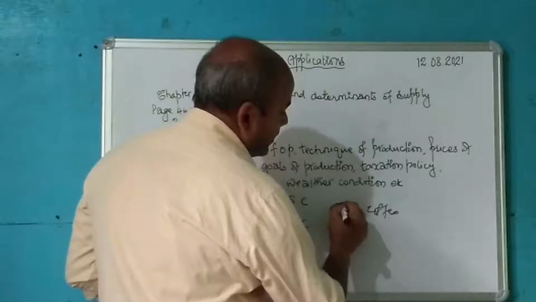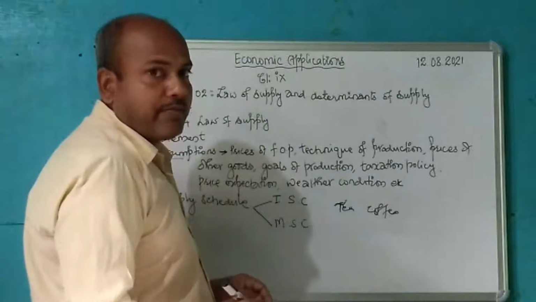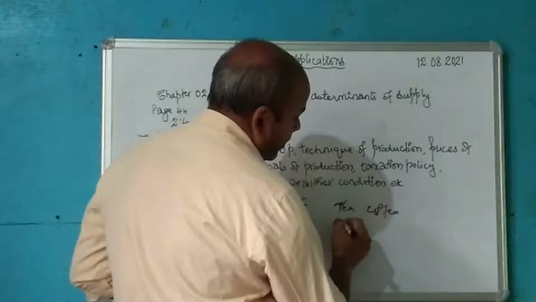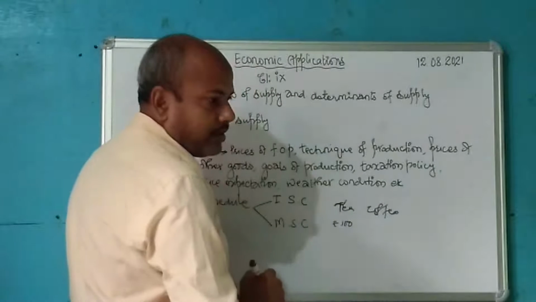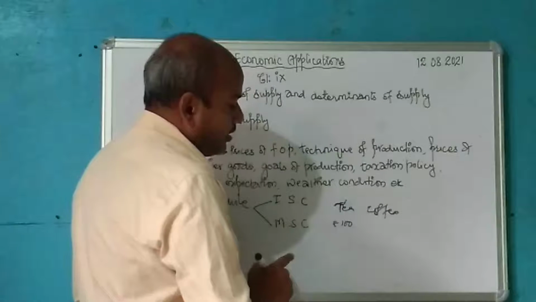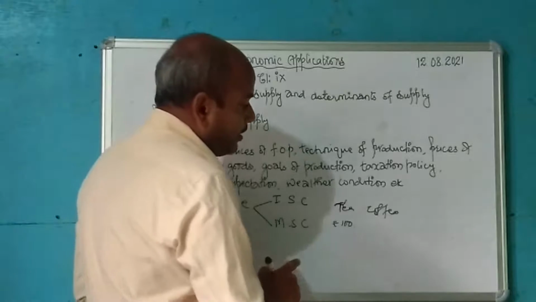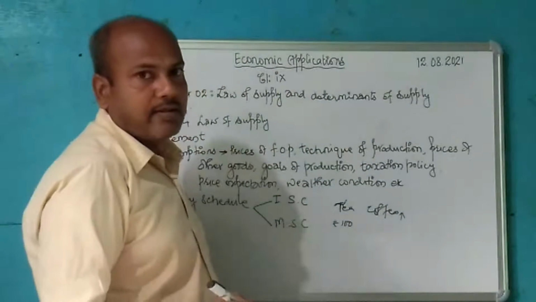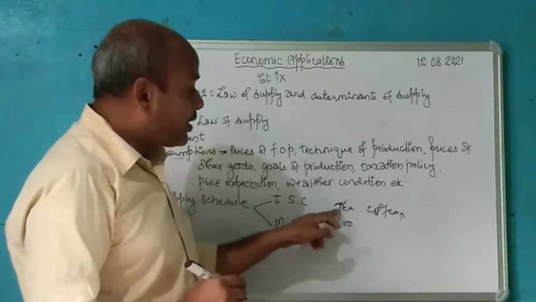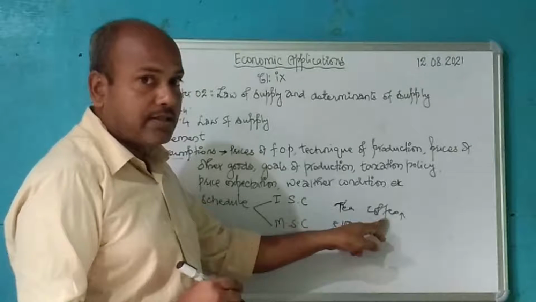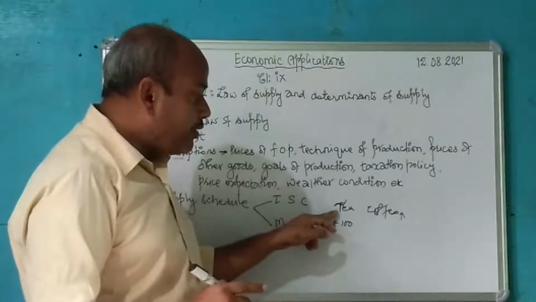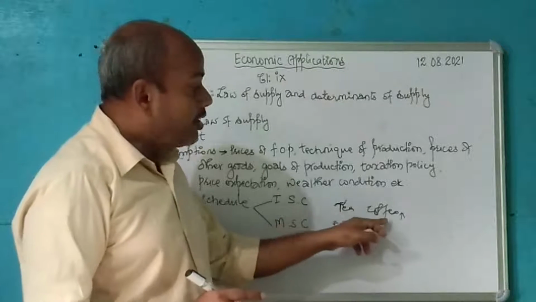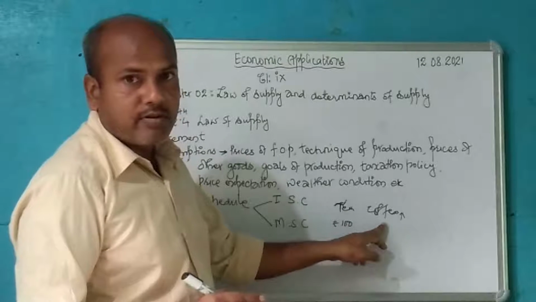You have been producing tea, and you were earning 100 rupees per day. You are a supplier, supplying and earning 100 rupees. Now, if the price of coffee increases, then as a producer, had you produced coffee instead of tea, your income would have been more. Did you understand?